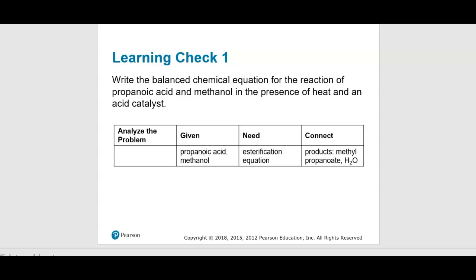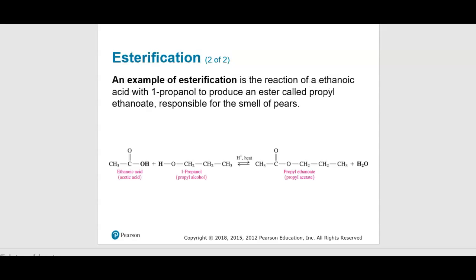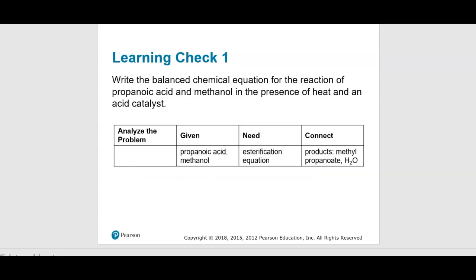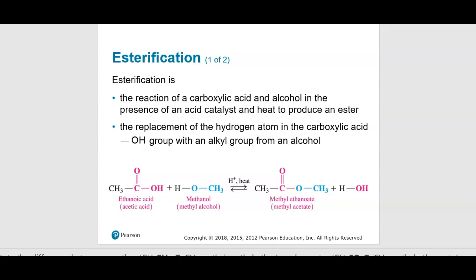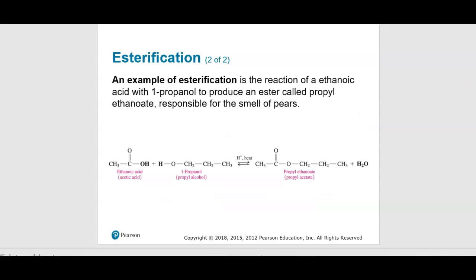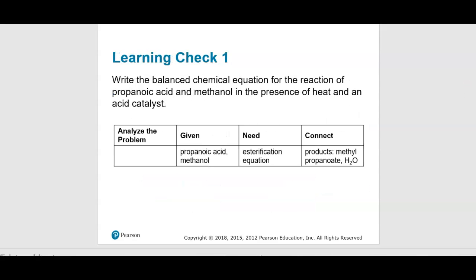Okay, so let's write a balanced equation here. They're asking for balanced equations for the reaction of propanoic acid and methanol in the presence of heat and an acid catalyst. Well, we already have that there? I think we may already have this. Propanoic acid and methanol. Oh no, this was ethanoic acid and propanol. Okay, they're switching. Propanoic acid and methanol. Okay, well let's work this.